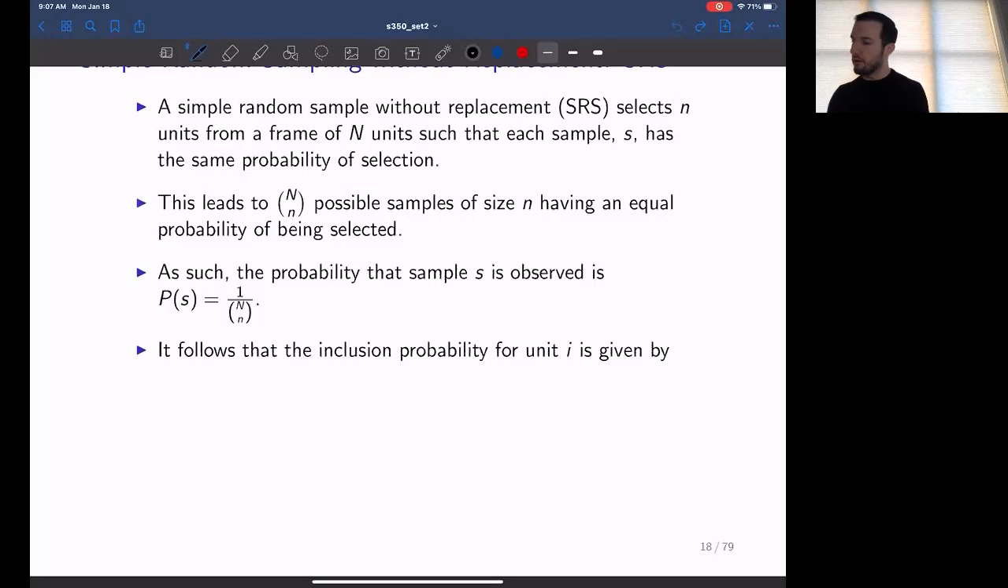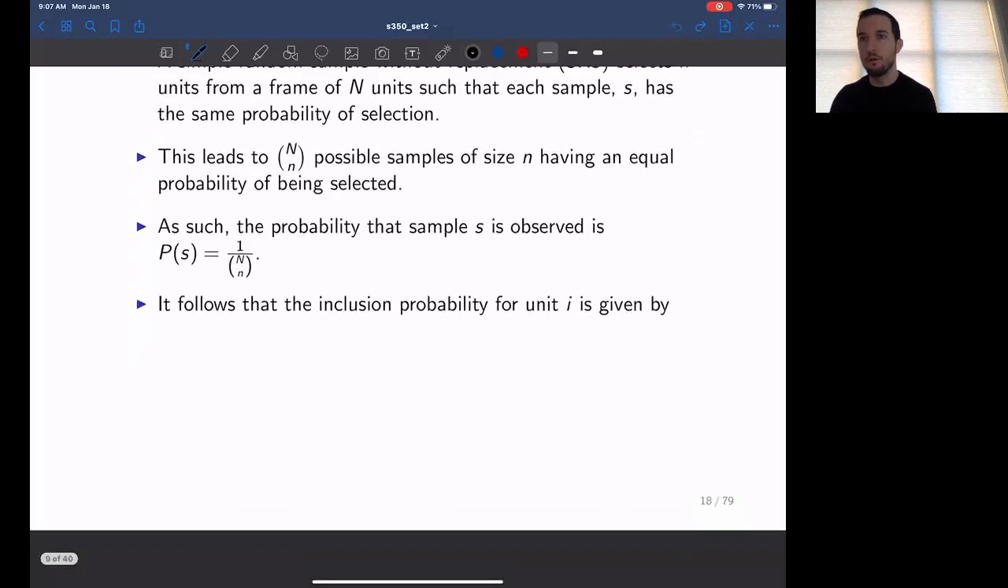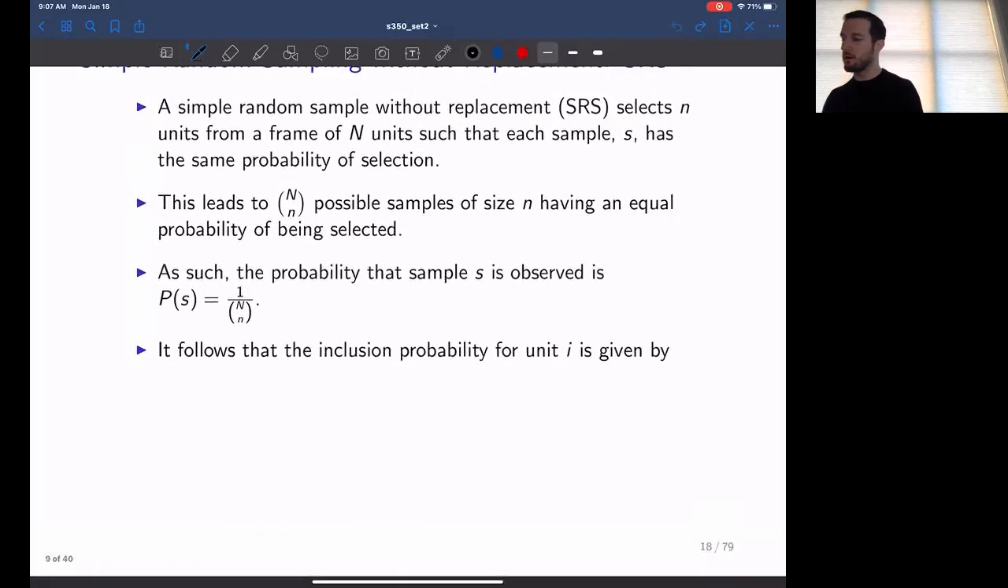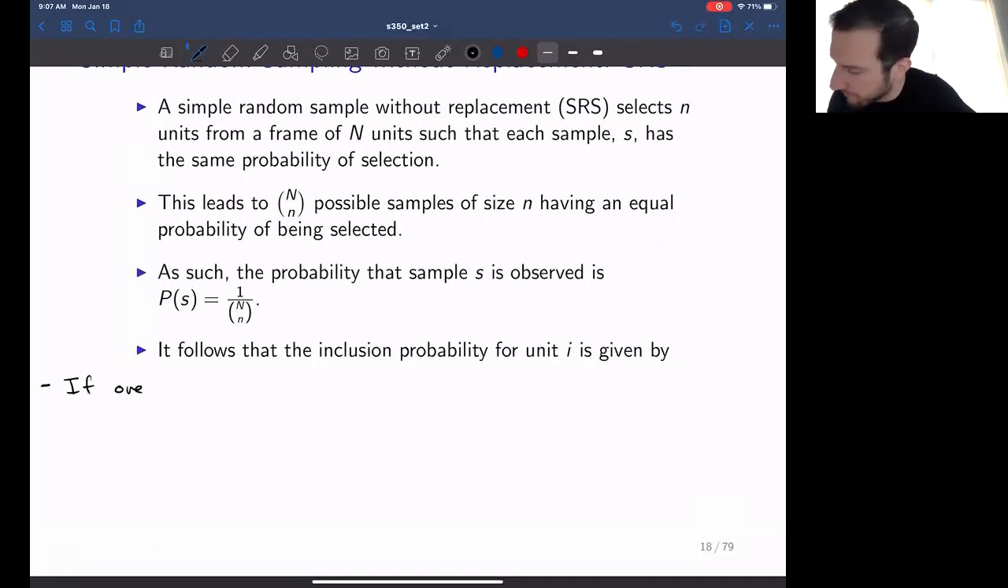All right, it follows that the inclusion probability for each observation in our SRS can be calculated or derived as follows. Okay, so first, if one observation is selected from the frame, then we have little n minus 1 observations remaining.